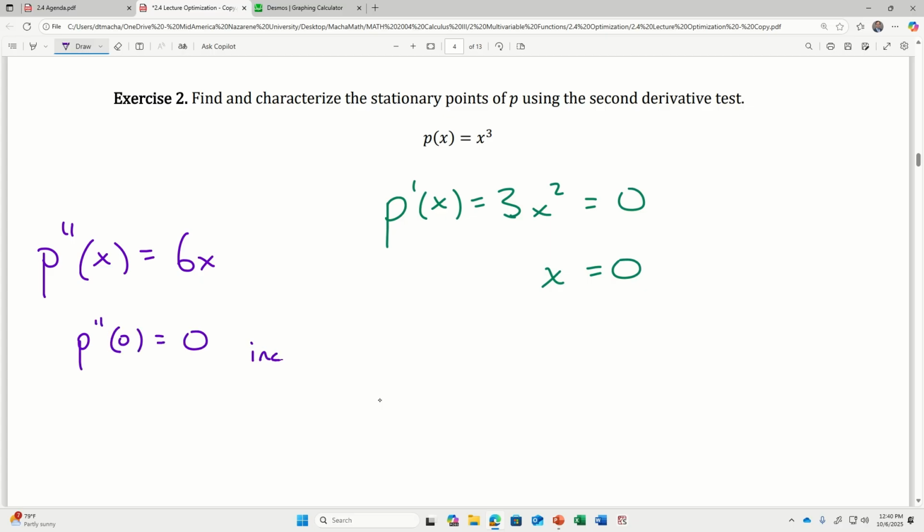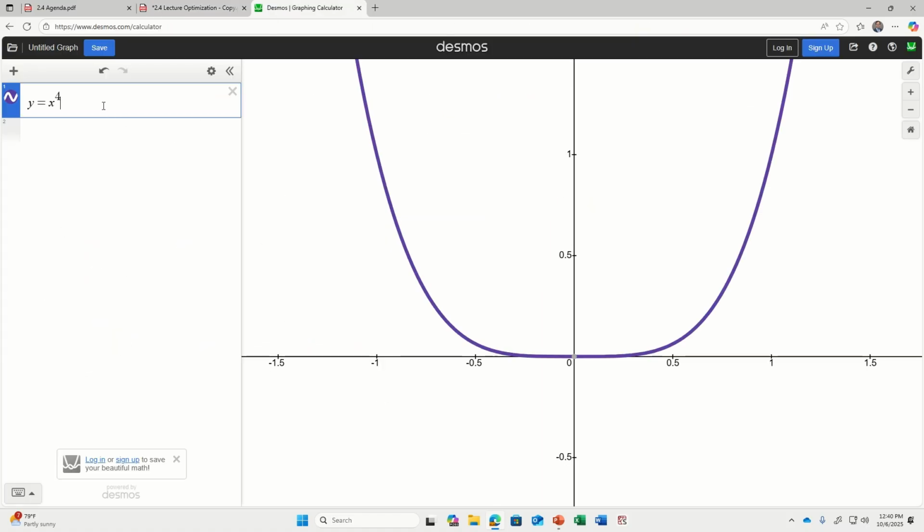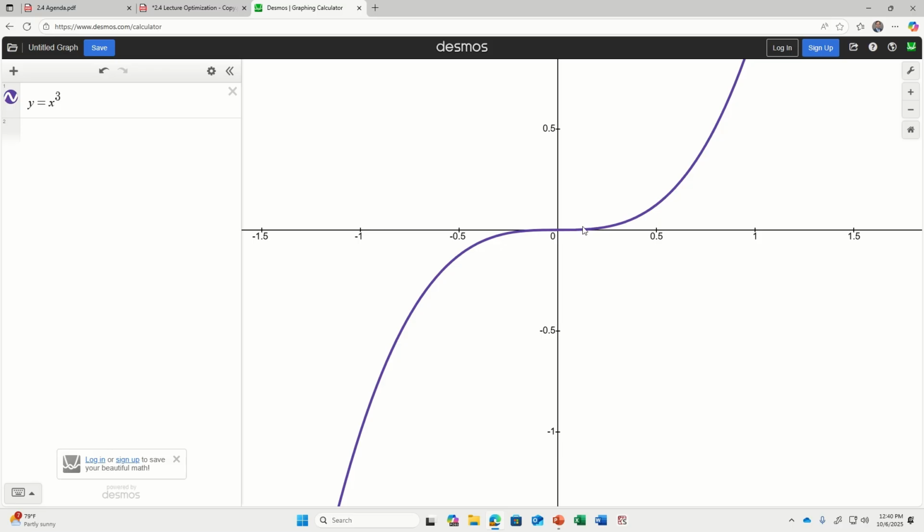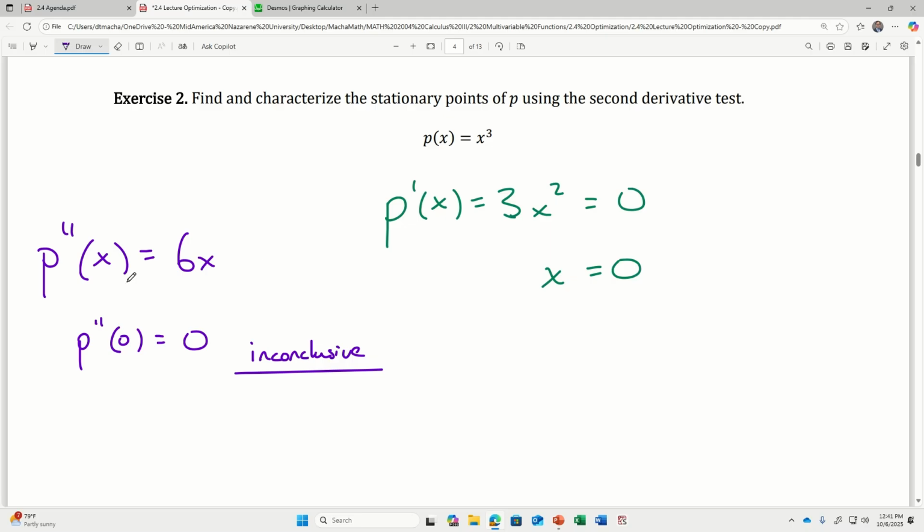And so once again, just like in the previous one, since the second derivative is 0 at my stationary point, this is inconclusive. I can't tell whether this is going to be a minimum, a maximum, or neither. If we go to graph x cubed, this is an example of a neither. The function's increasing, then a stationary point, and then it's increasing again. So this is not a minimum and it's not a maximum. So it really is inconclusive.